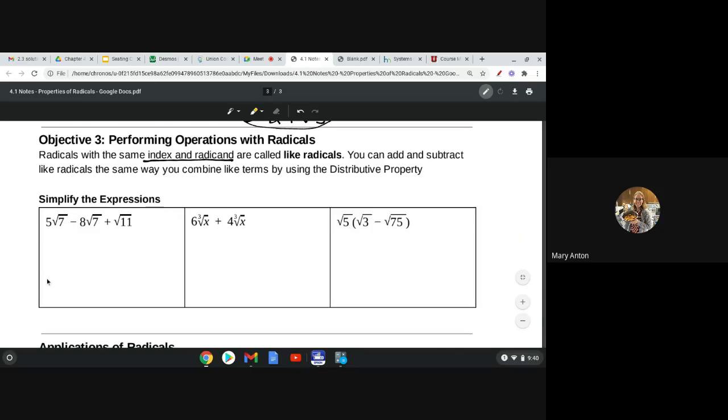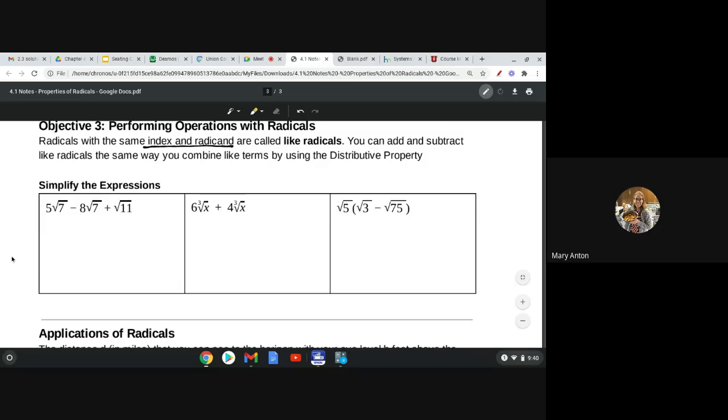We can combine those. It's kind of like an x term. Remember, if we had 5x minus 8x, that'd be a negative 3x. This is kind of the same idea. So do you see we have a 5 root 7 minus an 8 root 7? I'm going to say this is a negative 3 root 7. Do you see why? It's 5 minus 8.